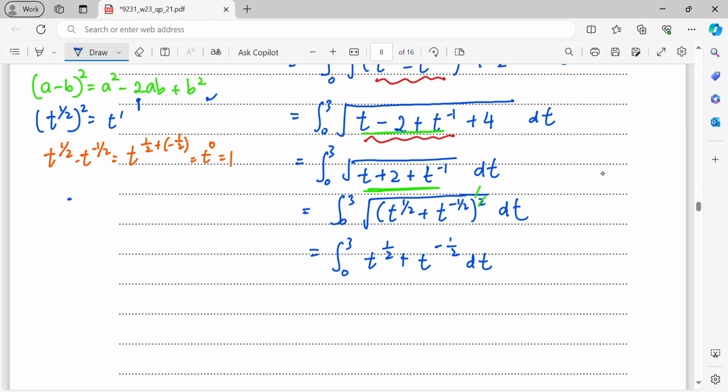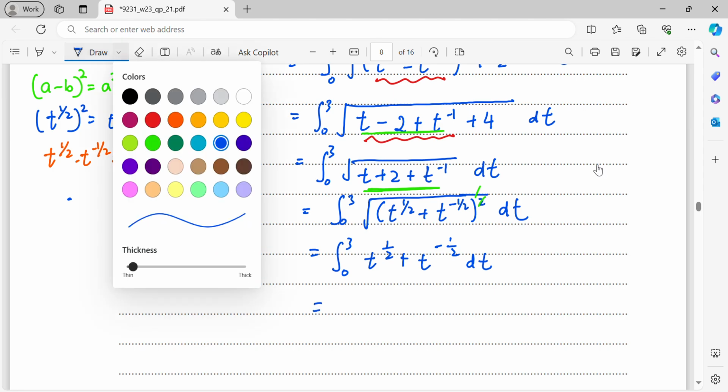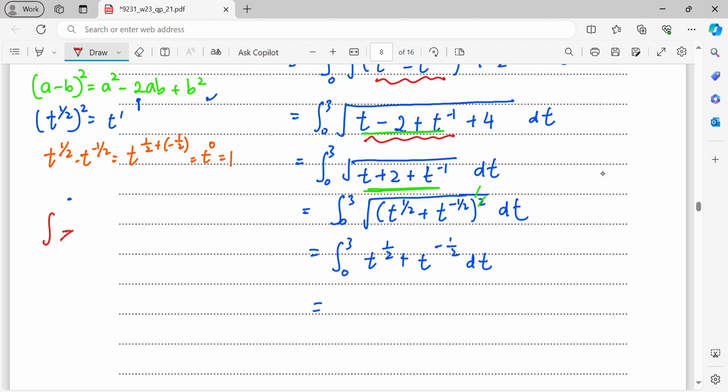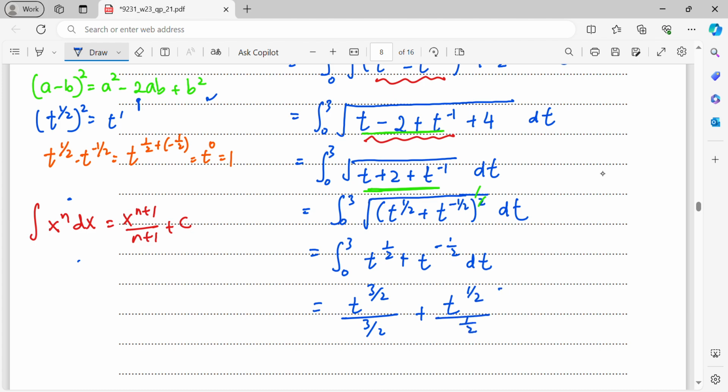Okay, so then very simple. When you integrate t degree n or x degree n, I will give you this formula: the integral of x degree n dx is x degree n plus 1 over n plus 1, plus c. But of course here we don't have plus c because you are given the limits. So here I get t degree half plus 1 is 3 over 2, so divide by 3 over 2, plus t degree negative half plus 1 is half, then divided by half. And with limits 0 to 3.